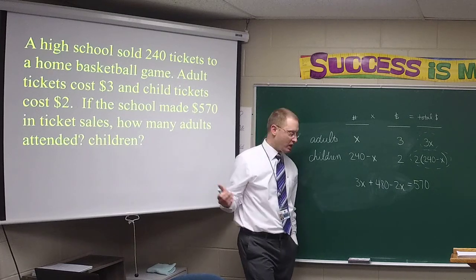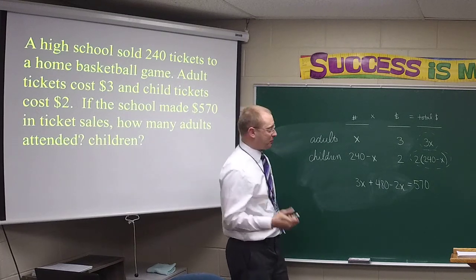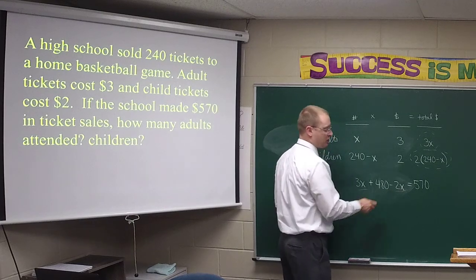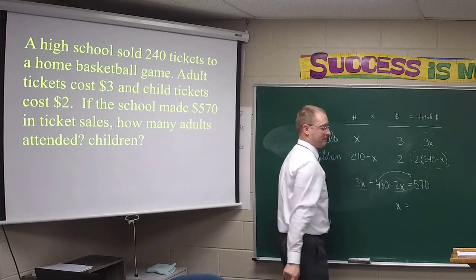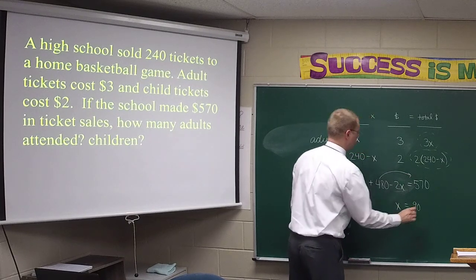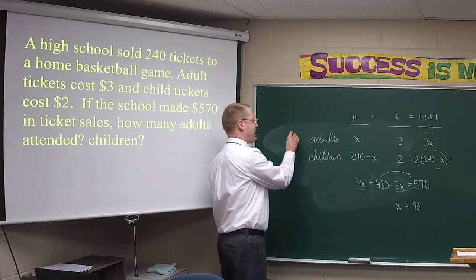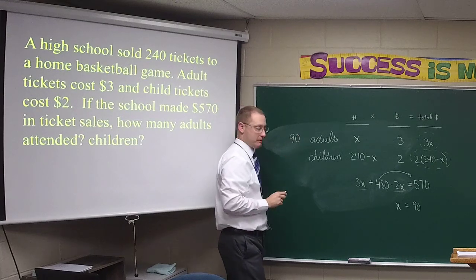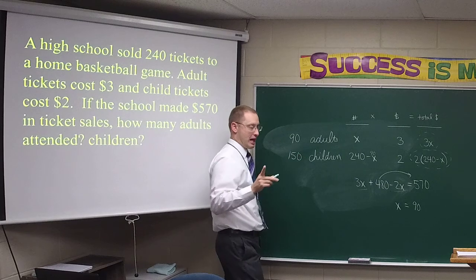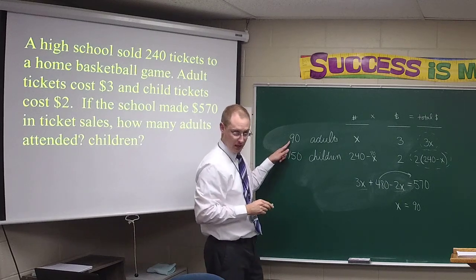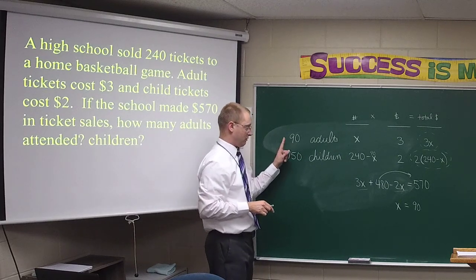Make sense? At this point, to solve is pretty straightforward. We'll combine our like terms to get just x. We'll ditch the 480 as a negative to get x equals 90, and apparently how many adults came to the game? Apparently 90 adults came. How many kids? Well, subtract the 90 from the 240, that's 150 kids. Let's check. Every adult was supposed to pay how much money? $3. How much would that be?